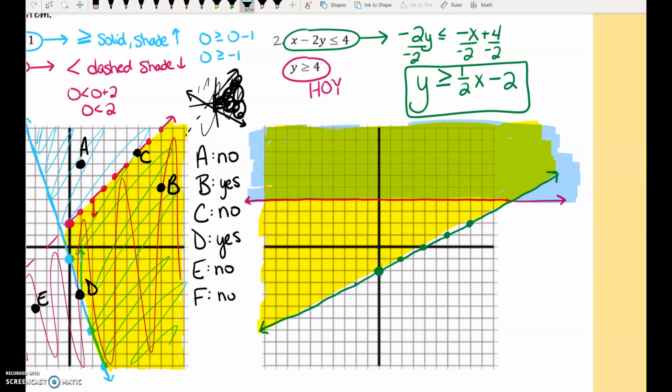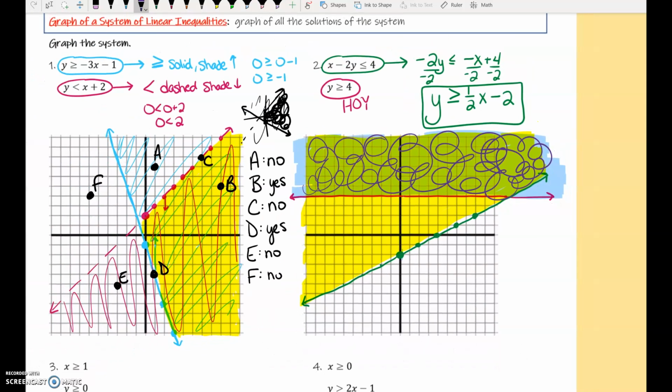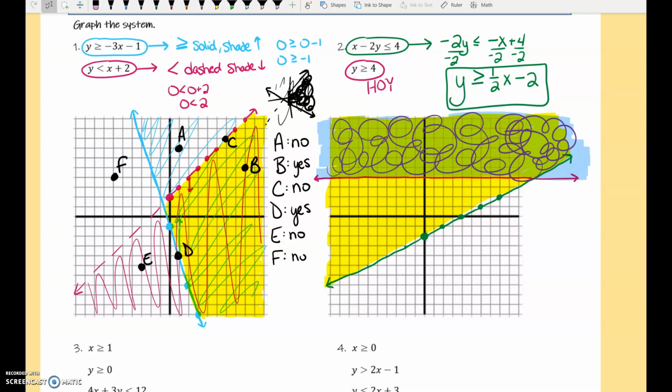And where the blue and the yellow meet, that created green. You didn't know you were going to get an art lesson today, did you? So our final solution area is all of this stuff. Yes. Final solution is where both of them are shaded, where the shading overlaps.